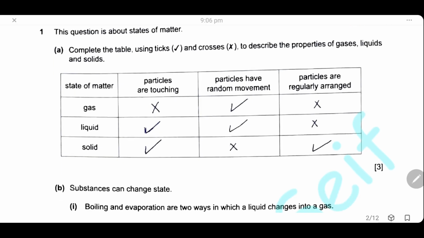In the first column, particles are touching. This is correct only for liquid and solid, but it's wrong for gases where particles are far apart. Second column, particles have random movement. This is correct in case of gas and liquids, but it's wrong in case of solid because particles of solid only vibrate in their position. The third column, particles are regularly arranged. This is only correct in case of solid, but it's wrong in case of gas and liquid.